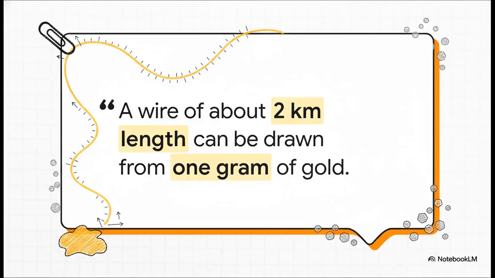And if you want to know just how wild this ductility thing can get, check this out. Just 1 gram of gold, that's about the weight of a single paperclip, can be drawn out into a wire that's 2 kilometers long. I mean, that's just insane, right? It's a kind of superpower that only metals have.